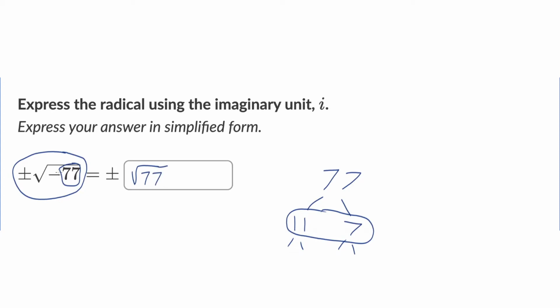And because there's a negative right here, we're going to multiply by I. So the answer is, excuse me, the answer is the square root of 77 times I. Pretty easy so far. Let's move on to the next question, shall we?